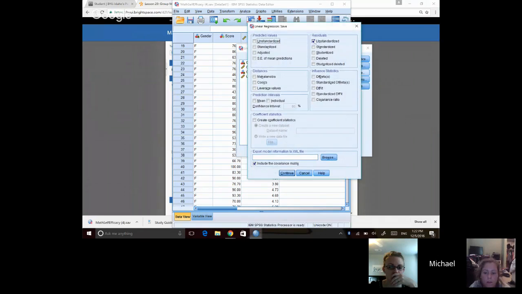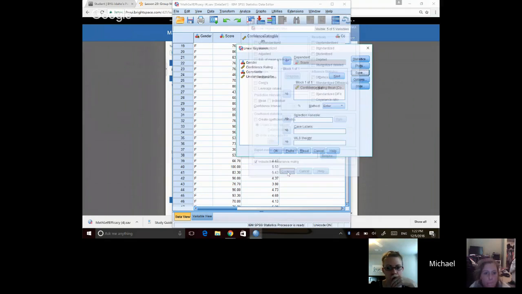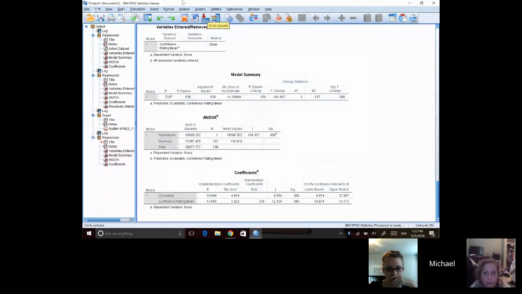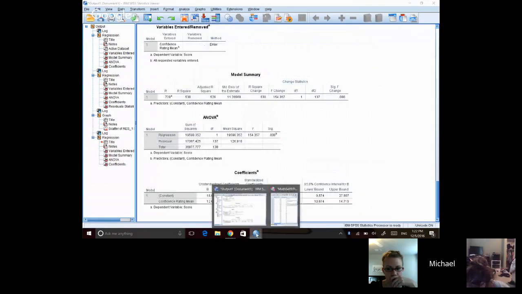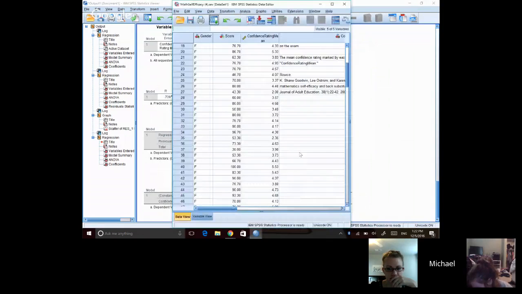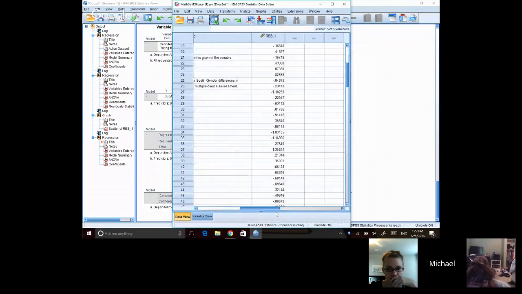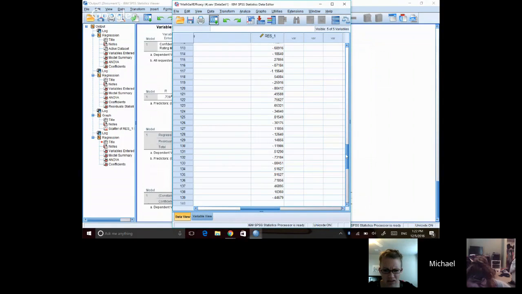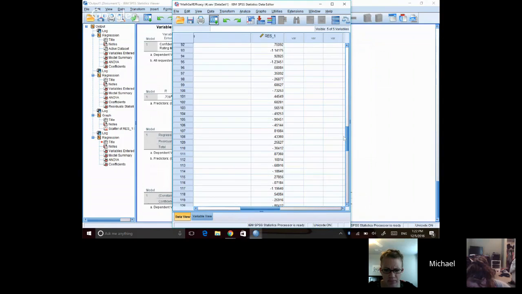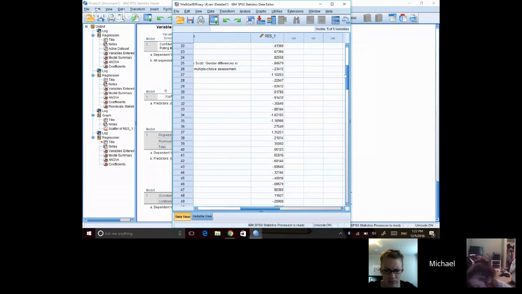Save. Unstandardized residuals. Continue. Bam. Now I need to go look at my data and see what it's made. My residual column stays the same. Your residual column looks a lot different than mine. My residual column stays exactly the same when I calculate it that way. My residual column is totally different than that.